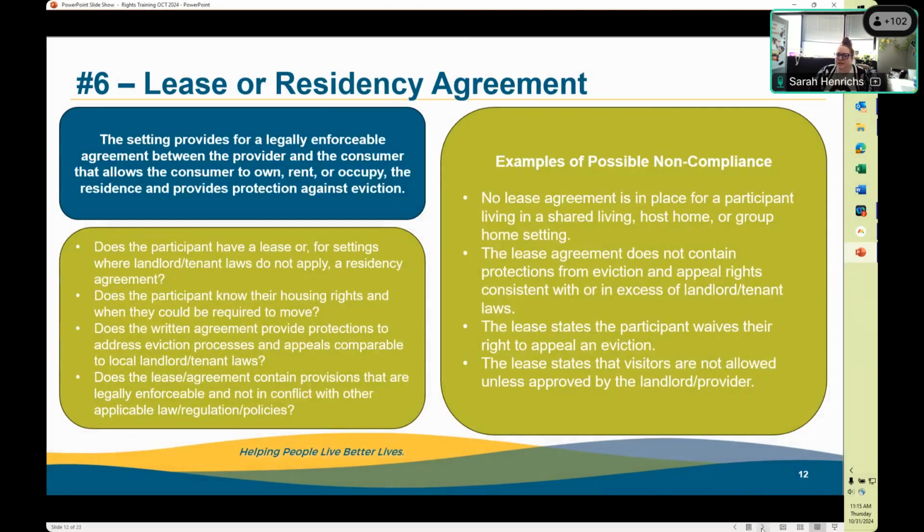A lease or residency agreement. The setting provides for a legally enforceable agreement between the provider and the consumer that allows the consumer to own, rent, or occupy the residence and provides protection against eviction. On the DD side of things, this is only applicable residentially, obviously.